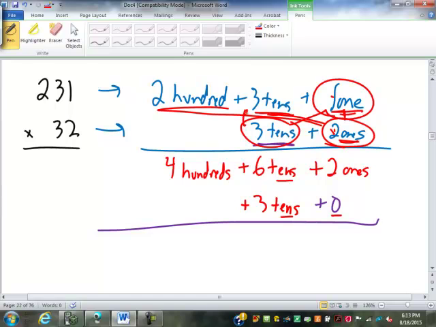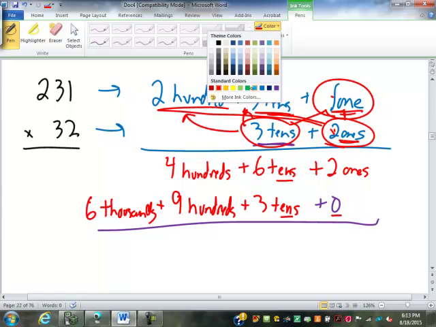Now 3 tens times 3 tens. 3 times 3 is 9. Tens times tens is hundreds. And 3 tens times 2 hundreds. 3 times 2, 6. Tens times hundreds, thousands. Very good.